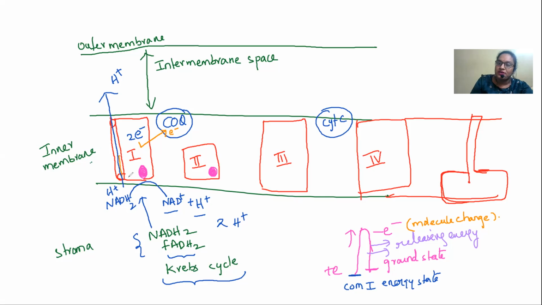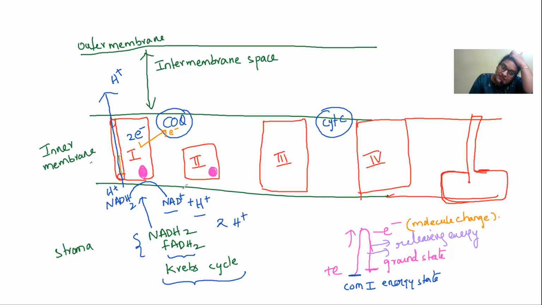So if you remember, when I taught you about the electron transport chain, I told you that when the electron jumps from one carrier to the other coenzyme, what happens? Energy is released. That energy is utilized for what? Utilized for the proton pump. So now that energy is utilized to pump the proton from the stroma side to the intermembrane space. Got it? So now it went into the coenzyme Q.